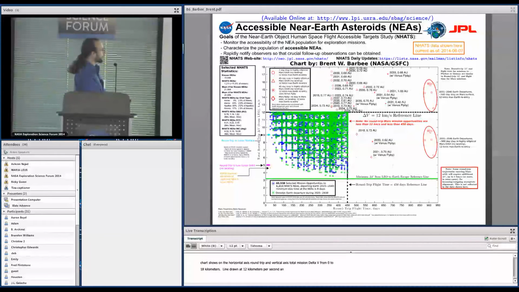So this is kind of the NHATS box right here. These are just the constraints we enforce. There are plenty of asteroids offering opportunities outside this box. We're just not calculating their mission opportunities. So all of the NHATS near-Earth asteroids are these blue and green dots right here.